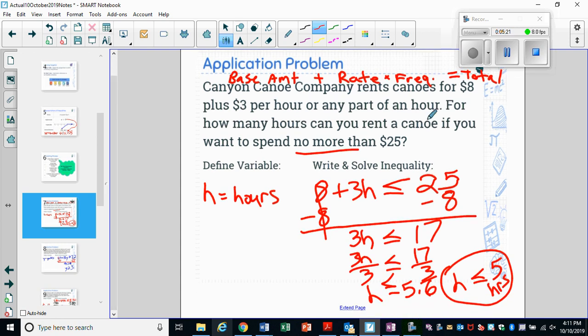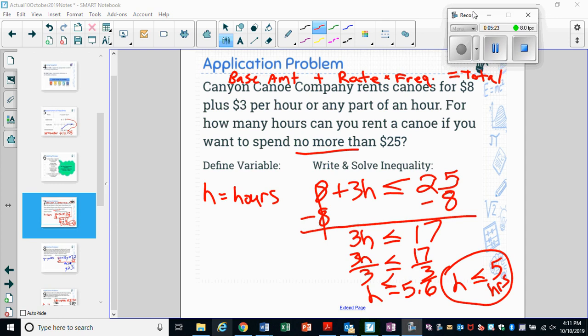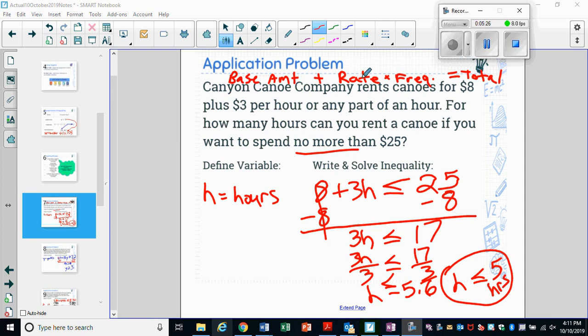Now, the application problems. The first few problems involved base amount plus the rate times frequency. That's our grand total. So for the first problem, the canoe company rents at $8 for a canoe plus $3 every hour. And that includes any part of an hour. So if you only used it 5 minutes into an hour, they're going to charge you the full hour. So we need to know how many hours we can rent the canoe so that we don't spend more than $25. So we have our H for hours.